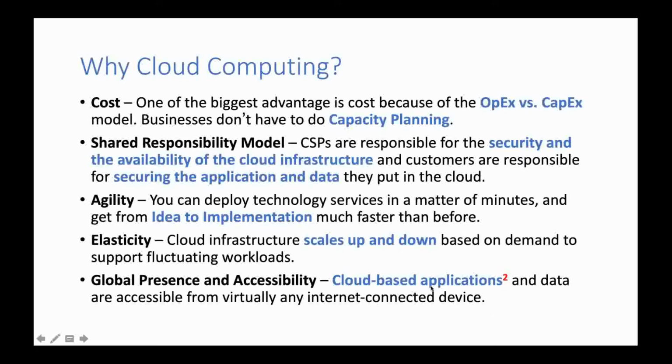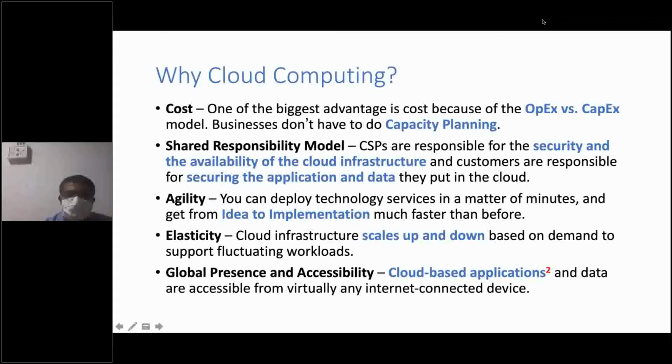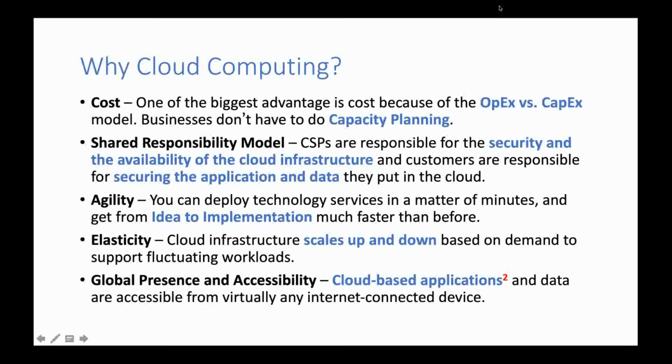Now coming to the final one, global presence and accessibility. This is another huge strategic advantage. By the way, there are a bunch of advantages of cloud computing. I'm just listing the top five that the industry usually thinks are the biggest advantages. I have added some resources at the end of this presentation, and I'll share this PowerPoint, which has more information about all of these. That said, let's go back to global presence and accessibility.